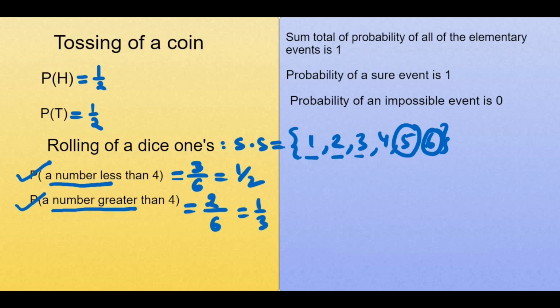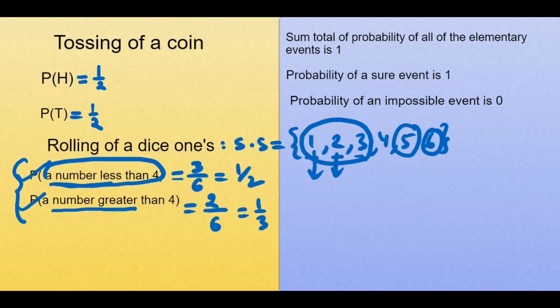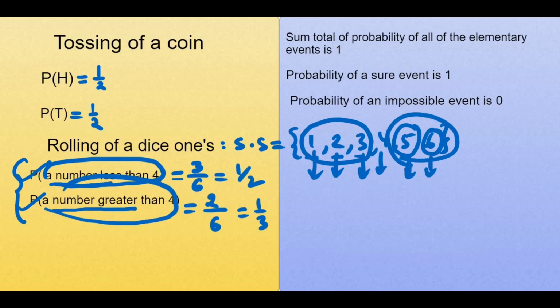Now, do we consider this probability of number less than 4 and a number greater than 4 as elementary events? These two are not considered as elementary events because in the first case we are considering a number less than 4. That means we are considering 3 outcomes of an event. So 3 can't be elementary. Elementary is each of the single case of the outcome of an event. Similarly, probability of getting a number greater than 4. So here 2 numbers are involved.